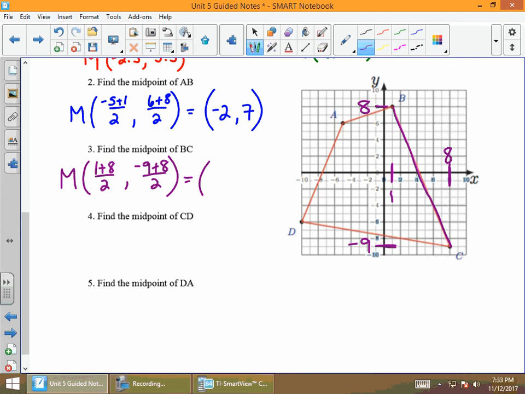1 plus 8 is 9, divided by 2 is 9 over 2, or 4.5. Negative 9 plus 8 is negative 1, over 2 is negative 1/2, or negative 0.5. Again, I'm just looking at my x coordinates and my y coordinates.